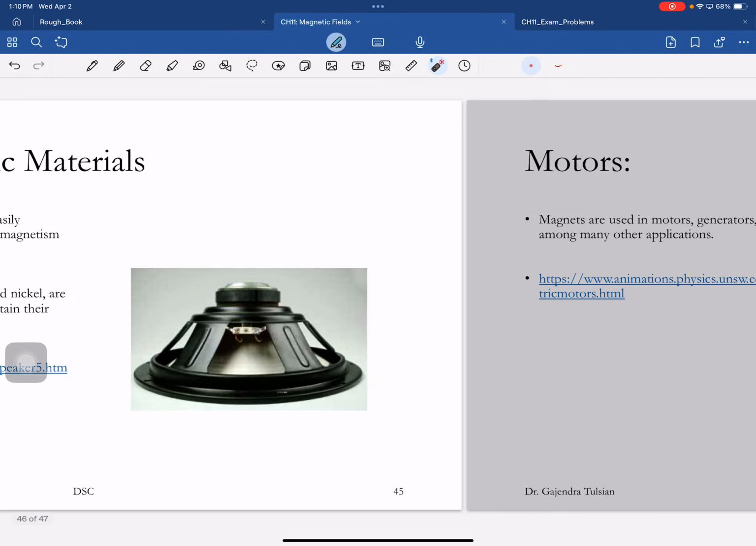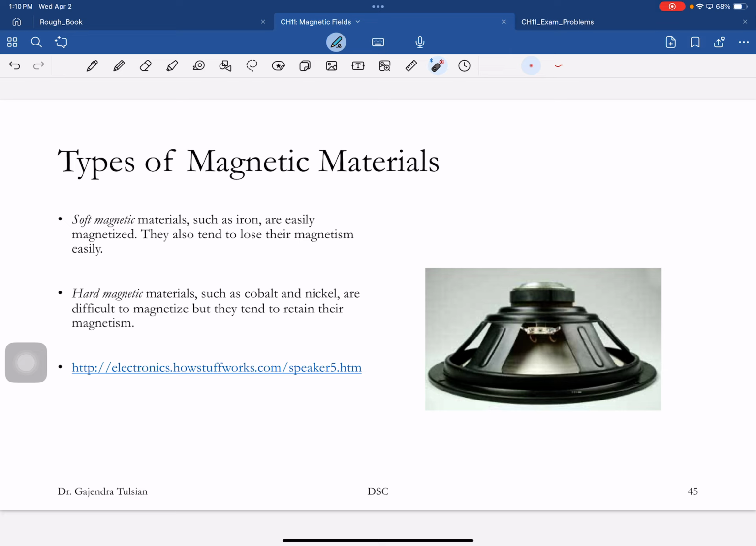I can tell you about MRIs in a second, but let's understand two things. This is a speaker. We'll see how a speaker works. What does a speaker do? Yes, it converts an electric current to the vibration of a diaphragm, producing sound.